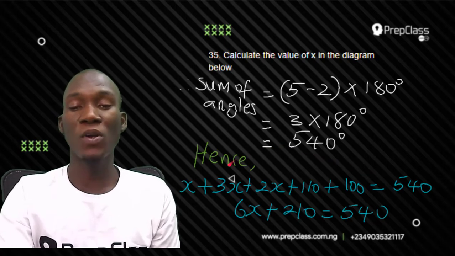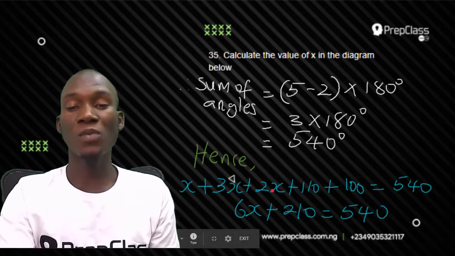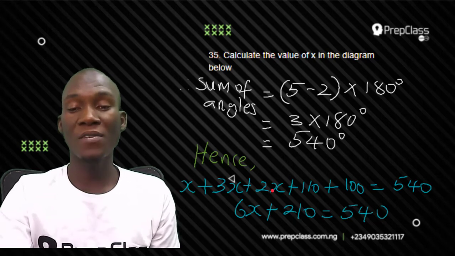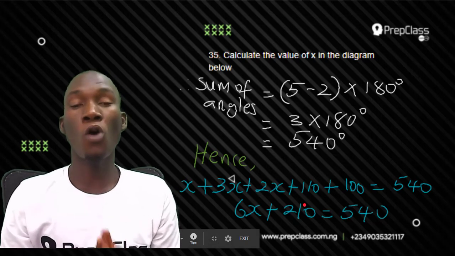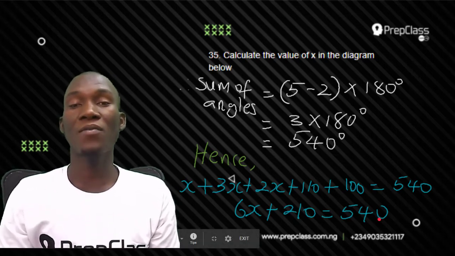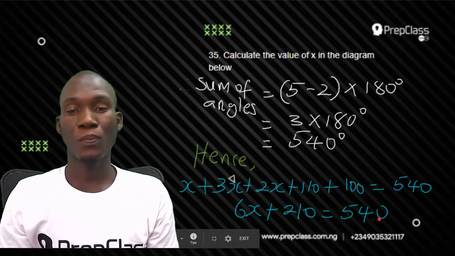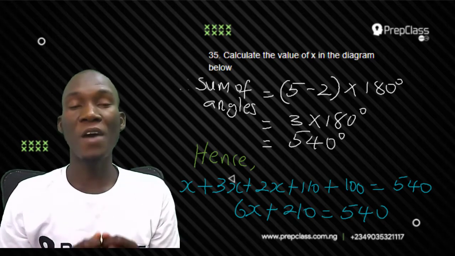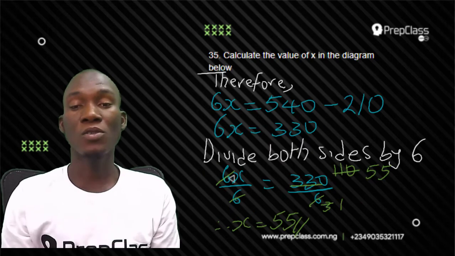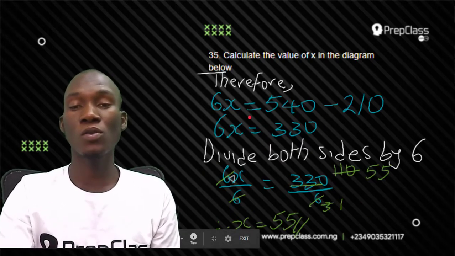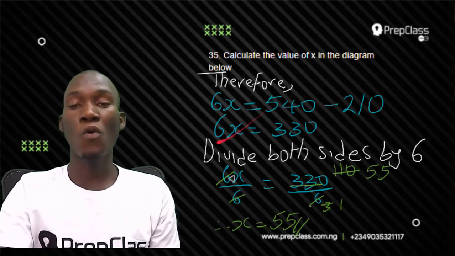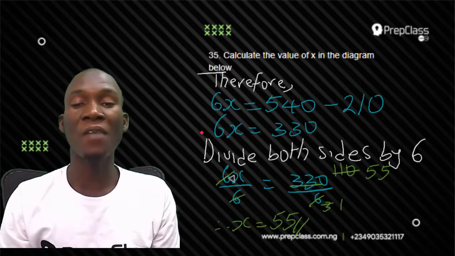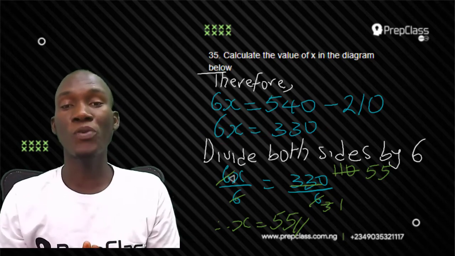So we have x plus 3x, that is 4x. 4x plus 2x, that is 6x. So we have 6x plus 110 plus 100, that is giving us 210, which is equals to 540. Now, we need to simplify further to get the value for x. So now, we have 6x is equals to 540 minus 210. So if we subtract 210 from 540, we are going to get 330. So therefore, we have 6x is equals to 330.